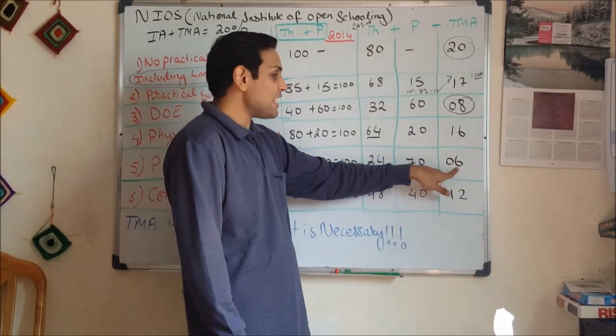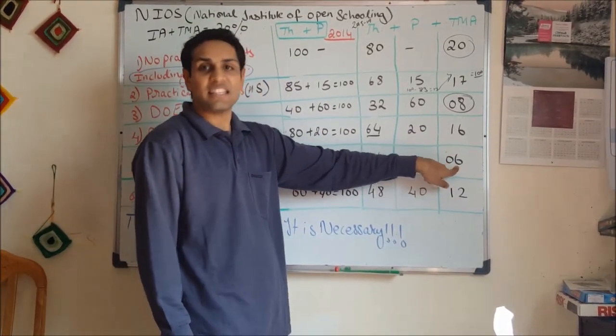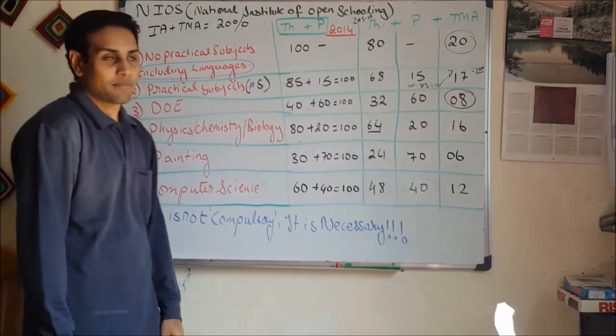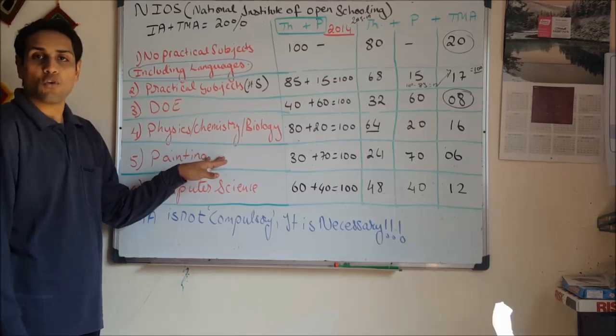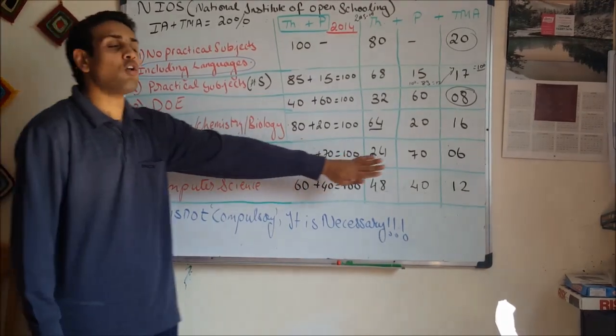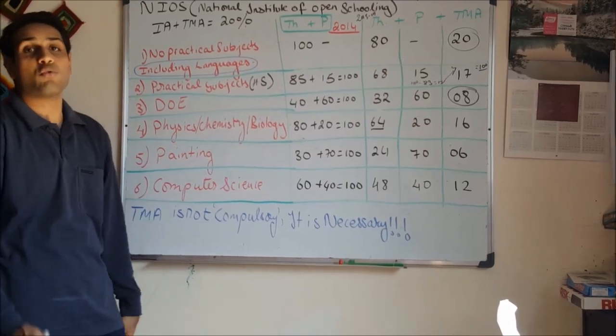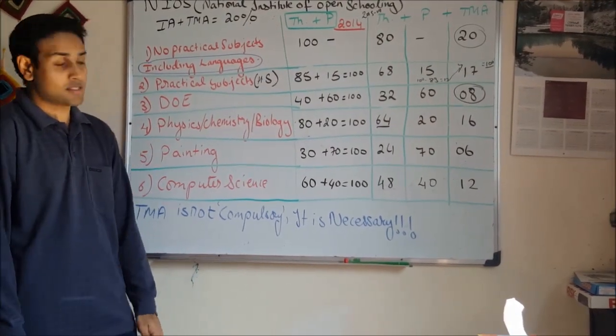6. That is why the least marks that you get in TMA is 6 out of 20, or basically 6 marks, that is in painting. That's why most of the students don't go for painting. Although they didn't know about the TMA structure, since 70 marks is for practical, it all depends on how you can be creative in drawing and your arts.